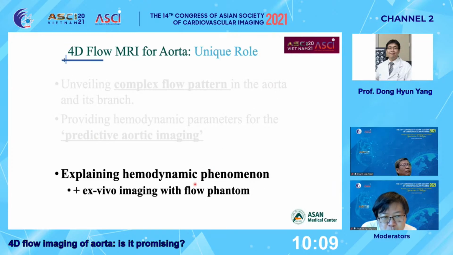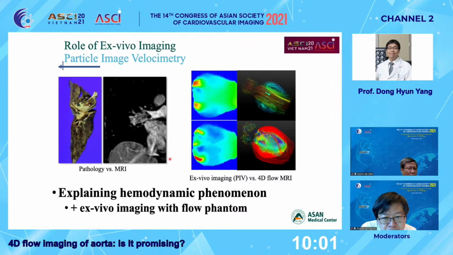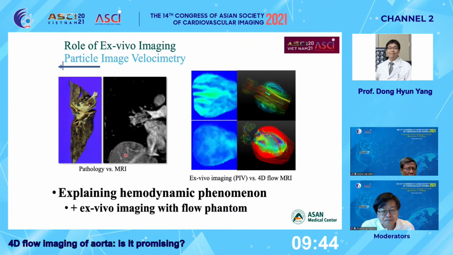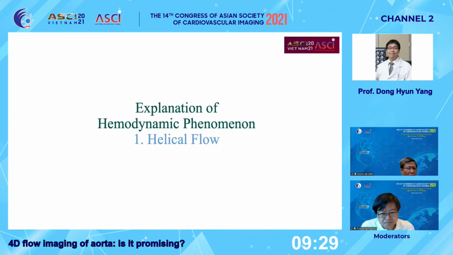The third law of 4D flow MRI is explaining hemodynamic phenomena. For this task, sometimes we need the help of ex vivo imaging, such as particle image velocimetry. I think the role of ex vivo imaging in 4D flow MRI is similar to the pathological specimen in conventional morphologic imaging. To understand hemodynamic phenomena on 4D flow MRI better, we need to understand fundamental phenomena of 4D flow MRI on ex vivo imaging.